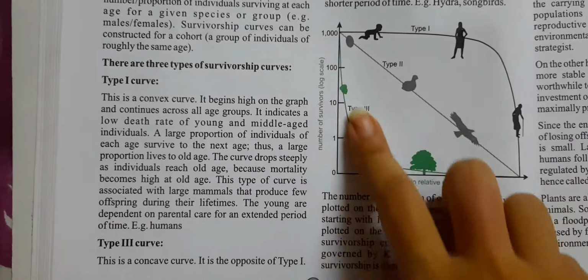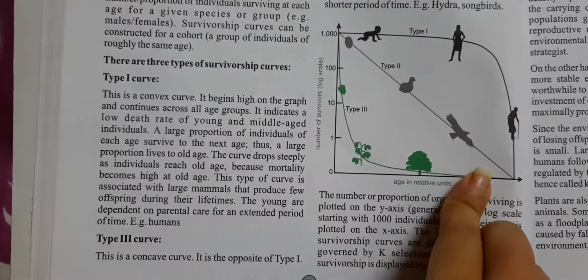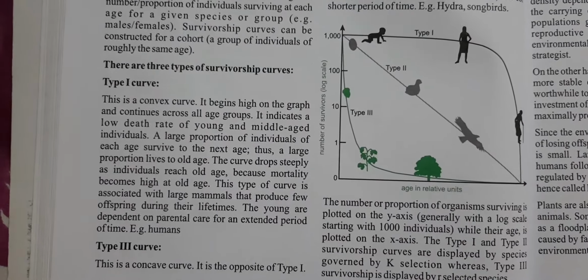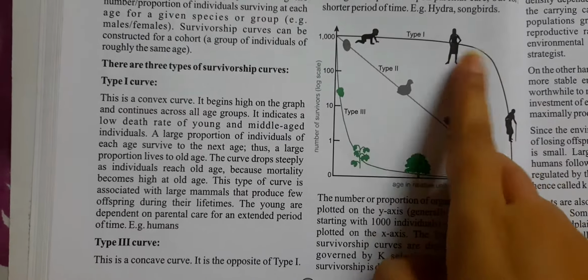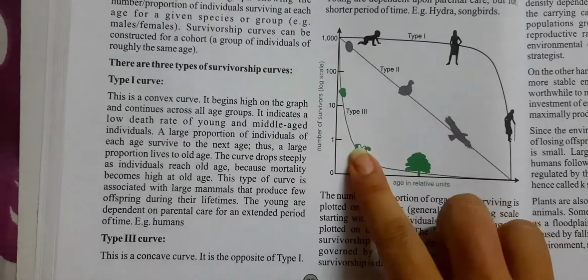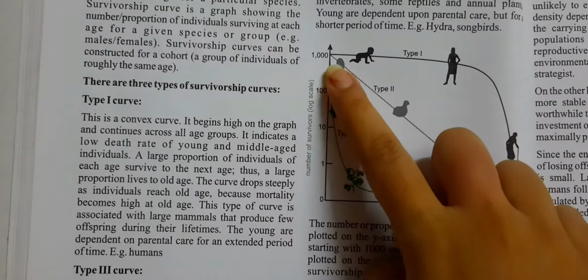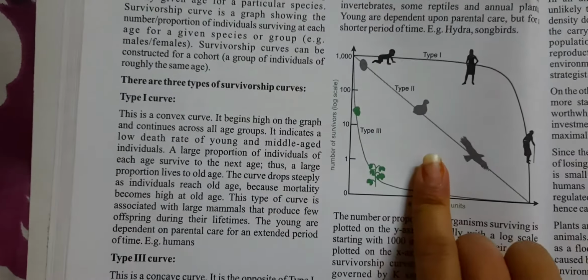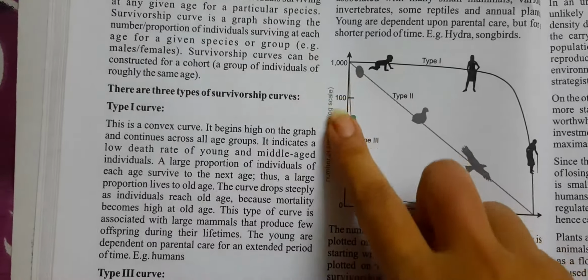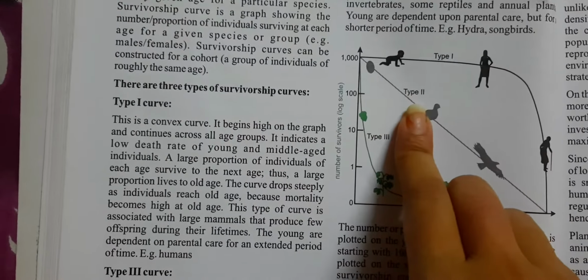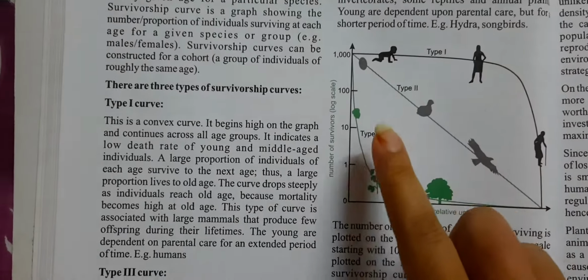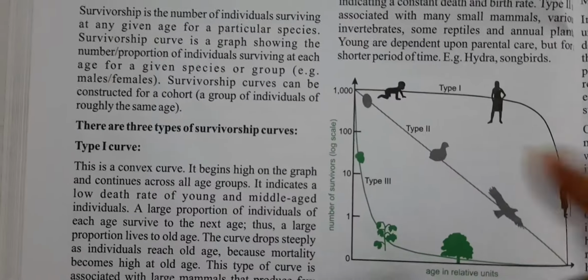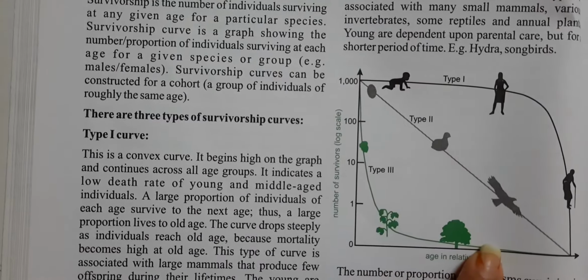Next one is the type 3 survivorship curve, this green one. This is a concave curve. It is exactly opposite to the type 1 survivorship curve. As you can see, the curve begins with an immediate slope down. That means there is a very high mortality rate in the young, and this slope continues to the old age group.